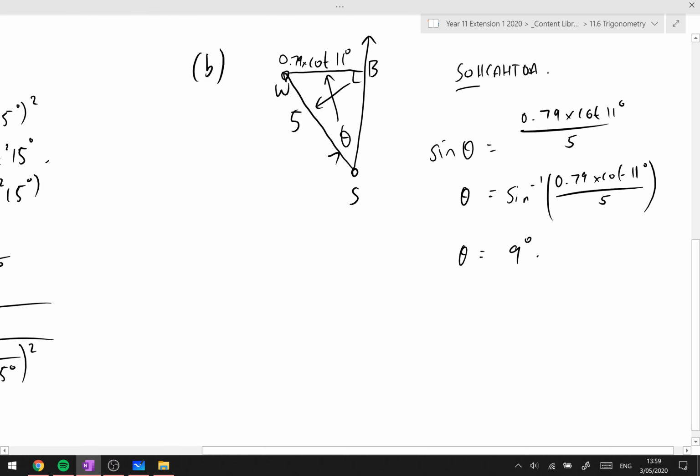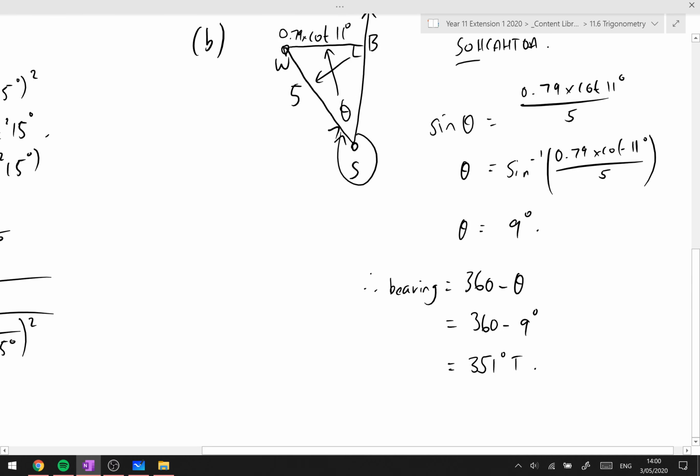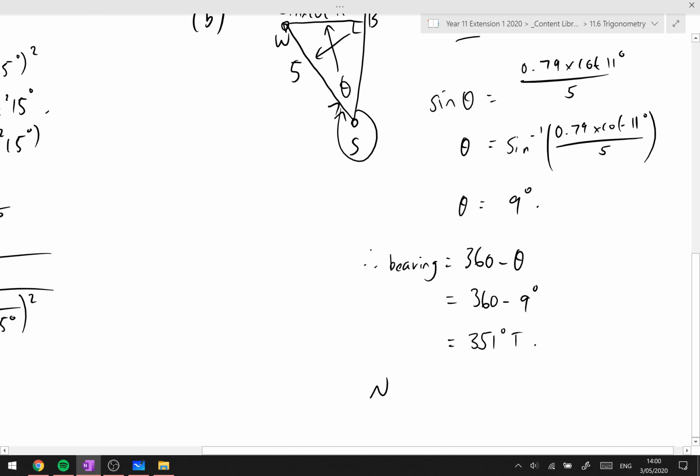No, because remember we're trying to find, well, what's the outside? So to do the outside, the bearing is equal to 360 minus theta, which is 360 minus 9 degrees, rounding it, because when we're doing a bearing, we're wanting a 3-digit number. And so it is 351 degrees true. If we were asked for a compass bearing, she's traveling in the northern direction, and that would be 9 degrees west. So either one of those, or north, 9 degrees west.